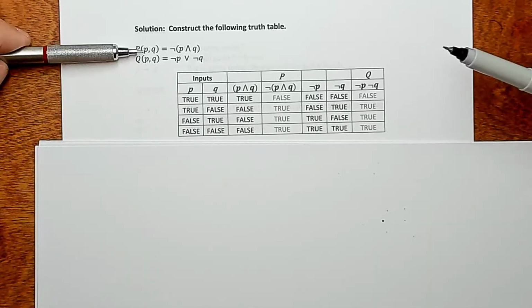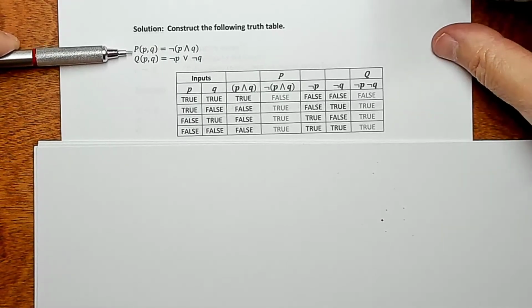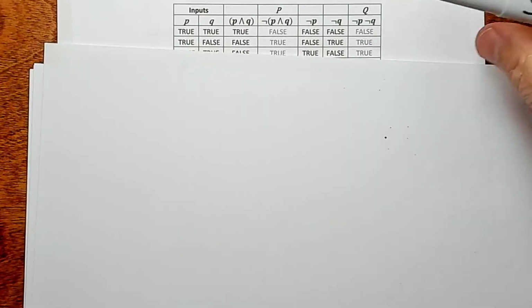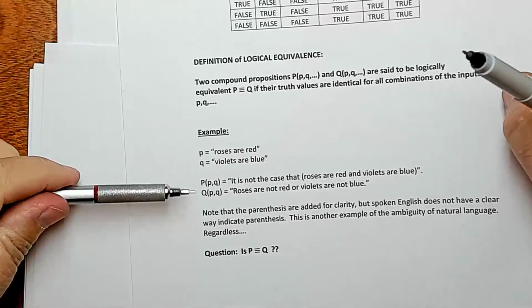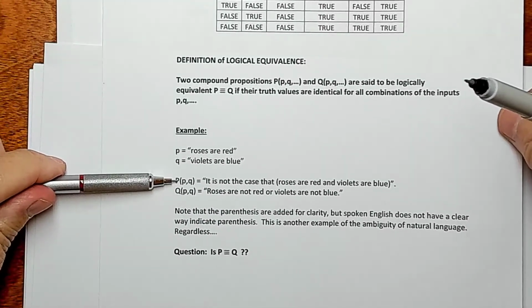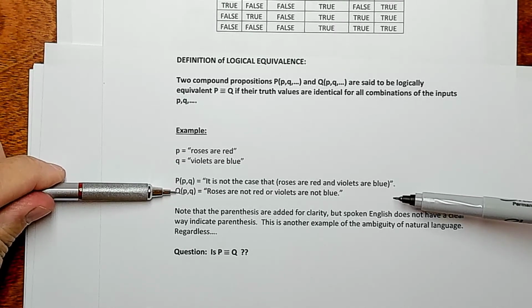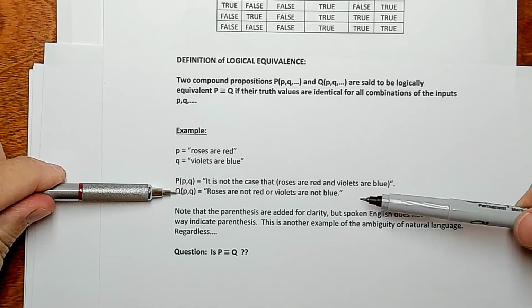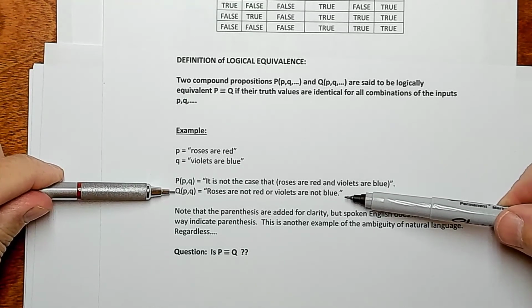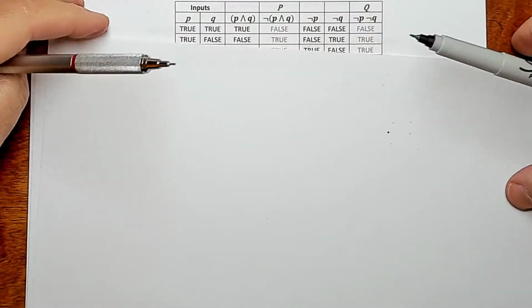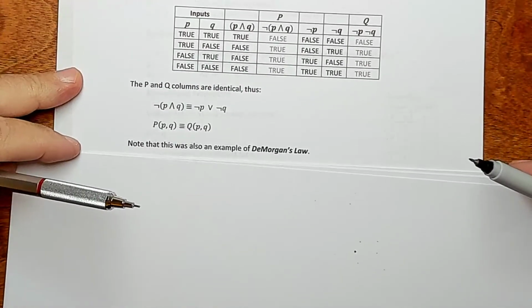So you're being redundant if you're trying to woo your romantic interest by repeating these statements. Like if you're dating somebody and you say it is not the case that roses are red and violets are blue, and then you say roses are not red or violets are not blue, your romantic interest might say, you're just being redundant. All right, just a little stupid joke.